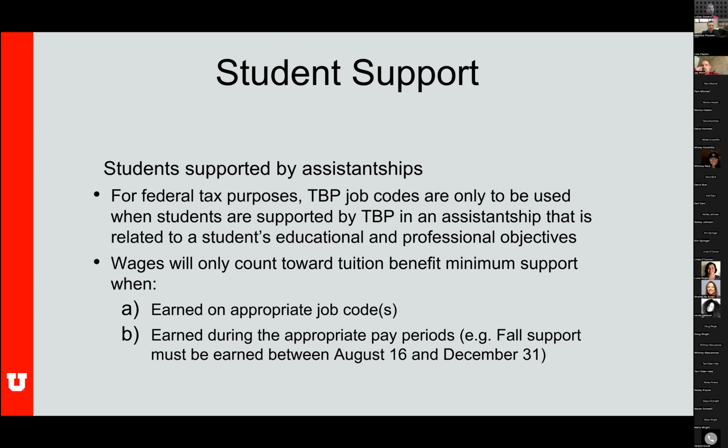It is especially important that if you have a student who is not being supported by tuition benefit or is just simply not a tuition benefit student at all, like if they're not even a graduate student and they're on that job code, that is incorrect and they need to be moved off of that job code to whatever is more appropriate. Wages will only count towards the tuition benefit minimum support if it's earned on the right job code and during the right pay periods. We'll talk a little bit more about that again in just a few slides, but it's important to remember the wages need to be earned during the correct semesters.